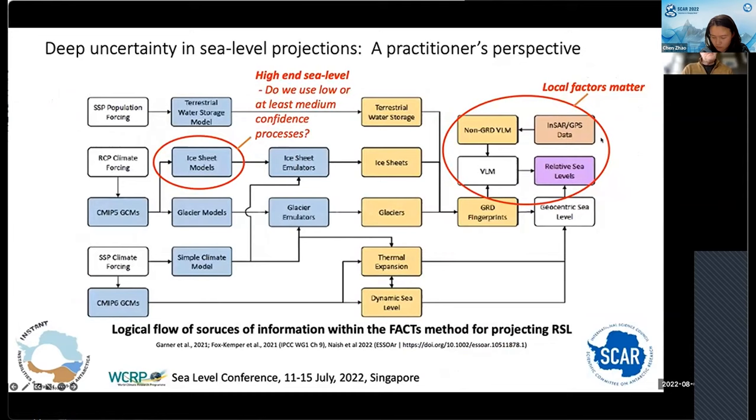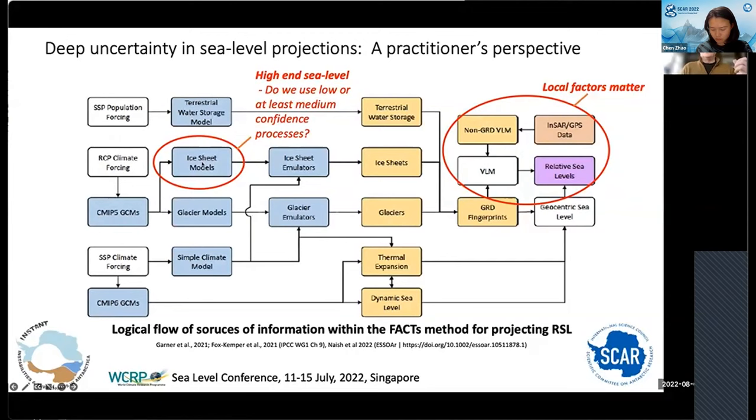Okay, so what I'm going to start talking about now is from a practitioner's perspective. If you're working in coastal zone management, sea level prediction and adaptation to sea level hazards, there are certain things you want the science to do a better job of. And we've consulted the practitioner community. This was done at the World Climate Research Programme sea level conference, most recently in Singapore, where the practitioners said, if we look at all the contributions to working out relative sea level, we need to know how important this high-end sea level is. Do we use low confidence processes or medium confidence processes? So that's a challenge to the Antarctic community to get these ice sheet models incorporating the processes that are important in the physics around them.